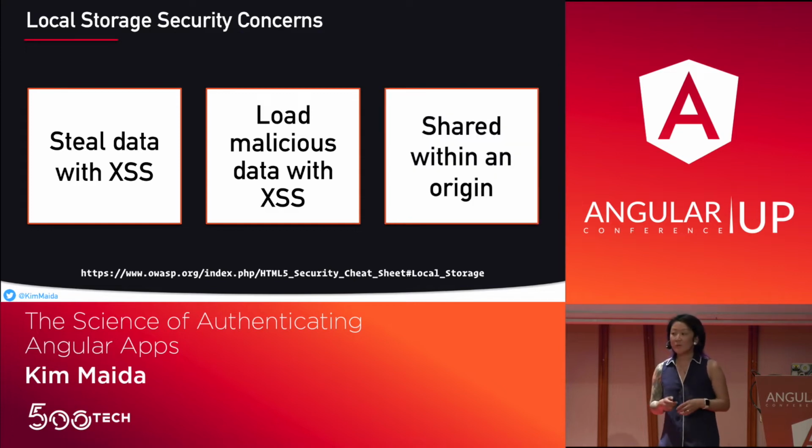And then finally, all local storage is shared within a domain. So if you have multiple applications that run on the same domain, then they all have access to that object. And if you want to have authentication for separate applications, then it's not a good idea to put all of their different tokens into the same place, right?